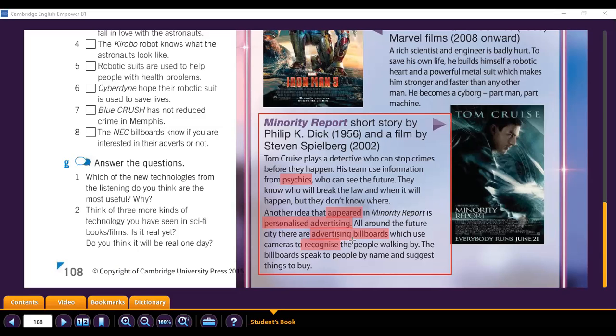Look at this. And this uses cameras to talk with people walking by. Es decir, que estas vallas, estas lonas publicitarias tienen cámaras. Entonces se dan cuenta de las personas que van pasando y de acuerdo a la persona que va pasando va cambiando pues los anuncios, la publicidad.